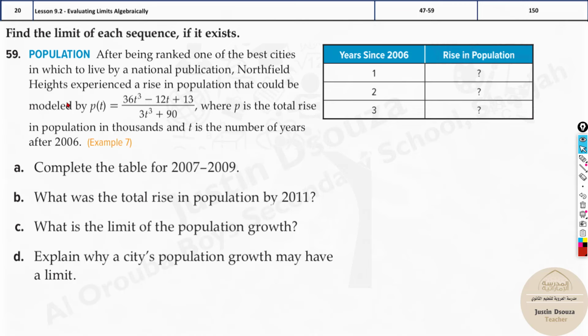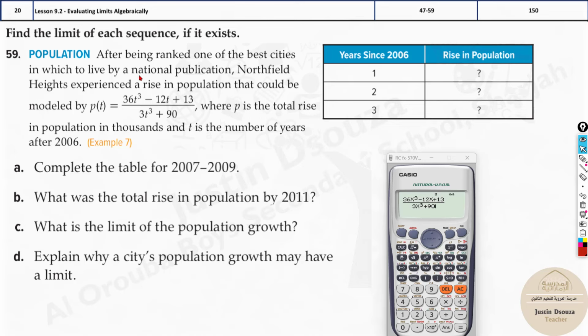So here they have clearly mentioned it's after 2006. Let's take our calculators. So here what you need to do is put this equation in. So 2007 would mean 1 because after 2006, 1 year, right? Calculate at 1. The answer is 0.397, but it's in thousands. So multiply this by 1000. It'll be 398 people. And then say for year 2, calculate at 2. Here it is, there's 2430, you can say.